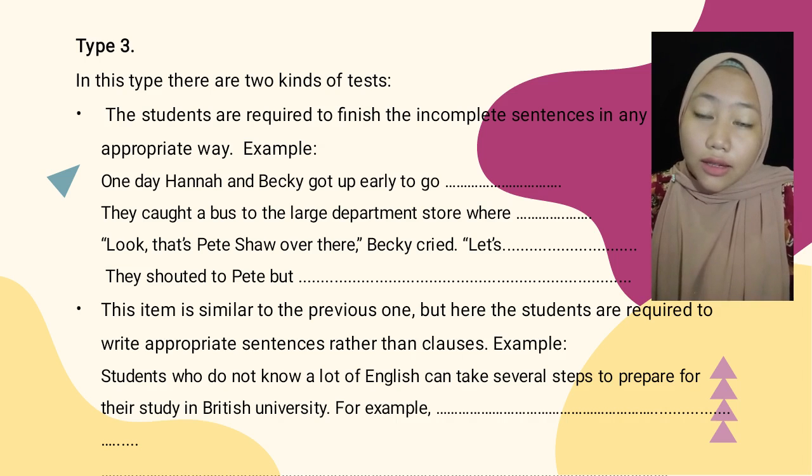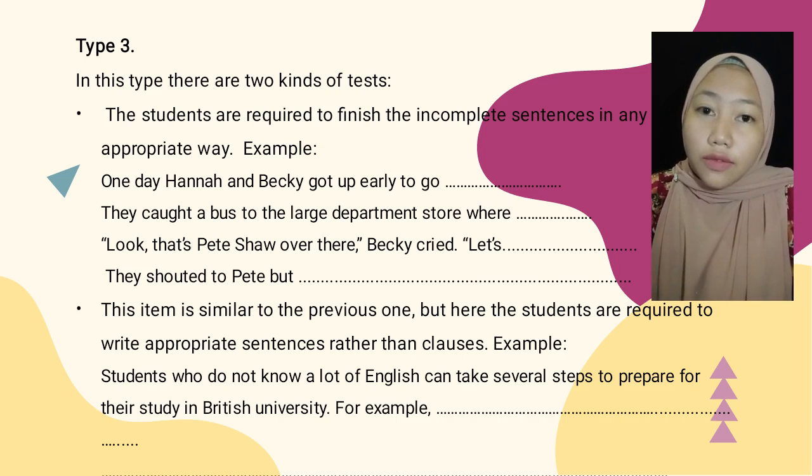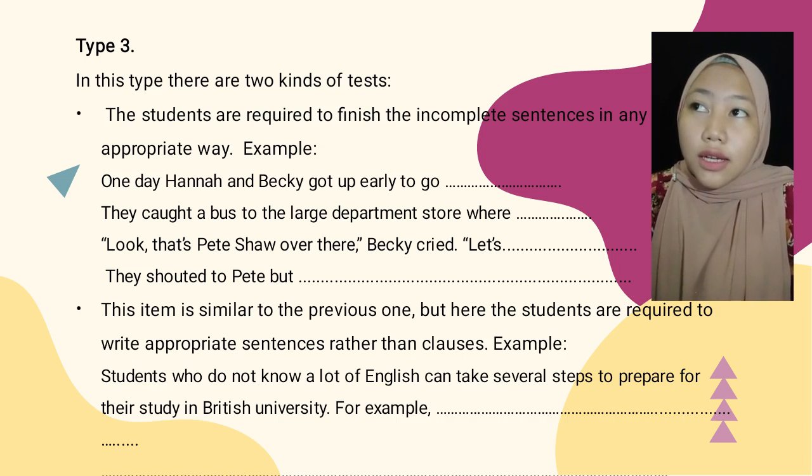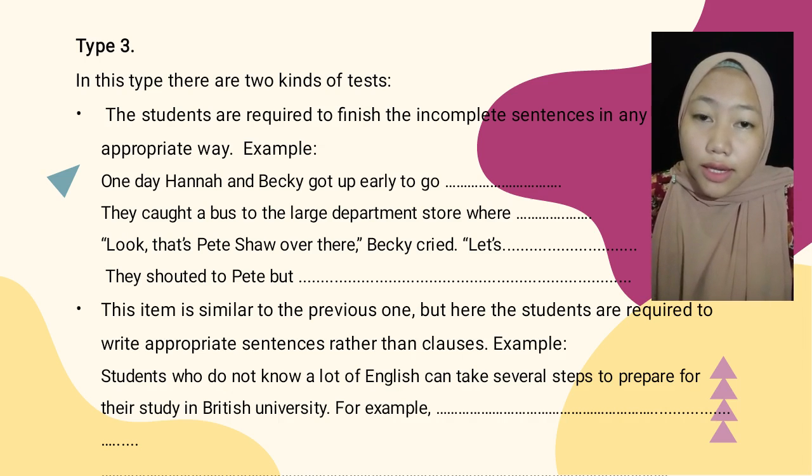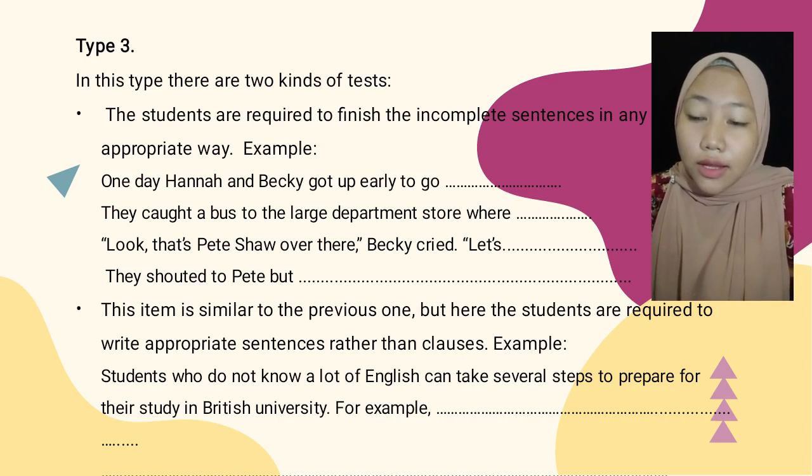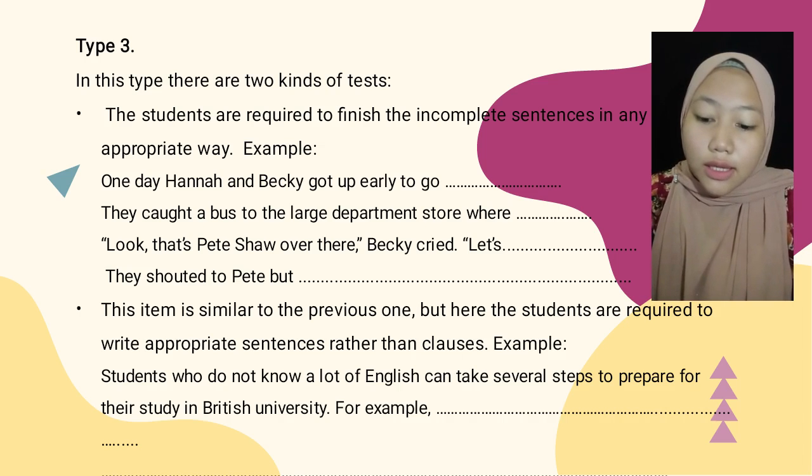Then this is the third type of the writing skills, and this type has two kinds of tests. The first is the students are required to finish the incomplete sentence appropriately, and then you can see the example on the slide. And the second test is the students are required to write appropriate sentences rather than clauses. You also can see the example on the slide. I think that's all I can say. I give it back to the moderator.